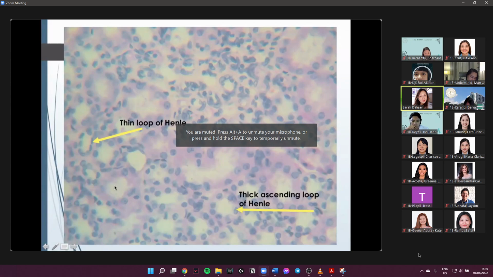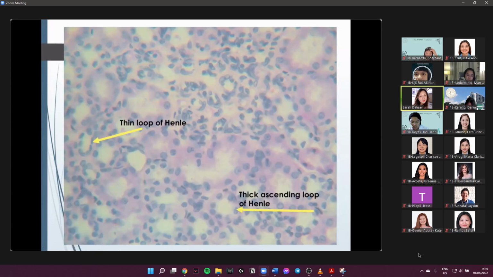Ascending. Ano? Descending, ascending. Yun lang naman tatanong sa inyo eh. Descending or ascending? What do you think? Ascending po. Descending. Yun, tama, tama. Galing, galing.